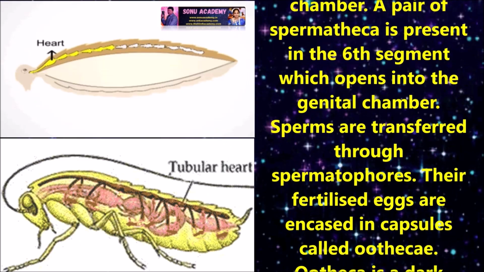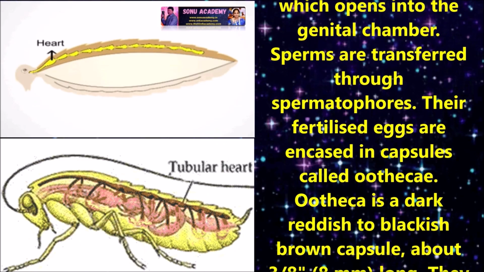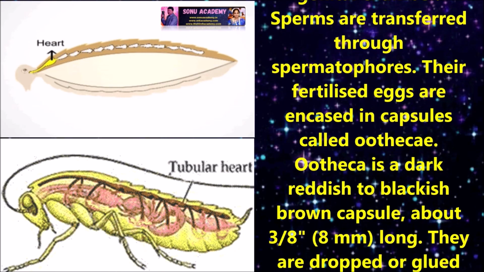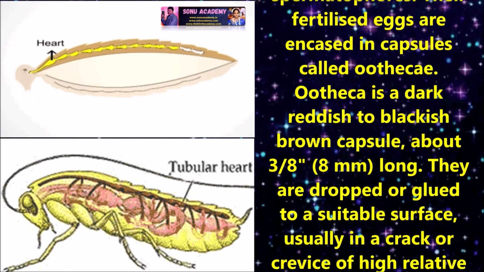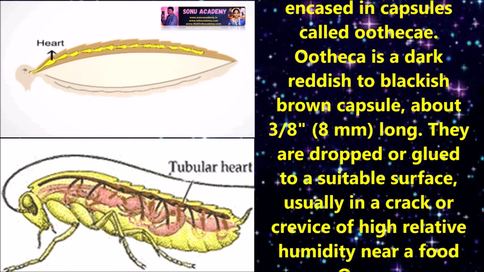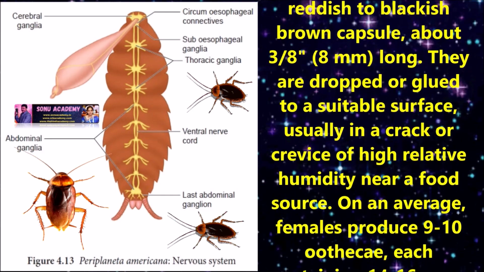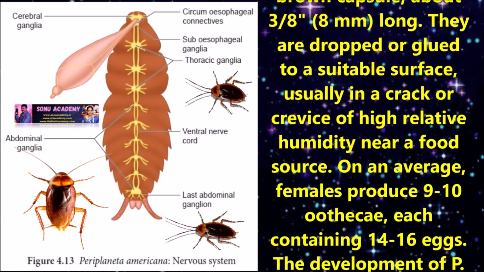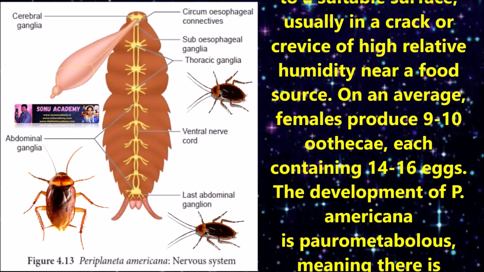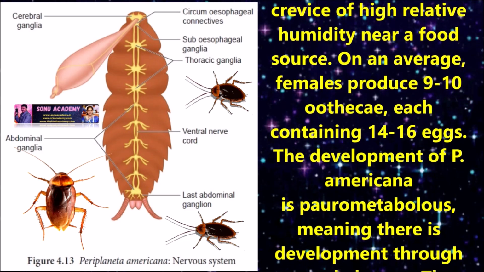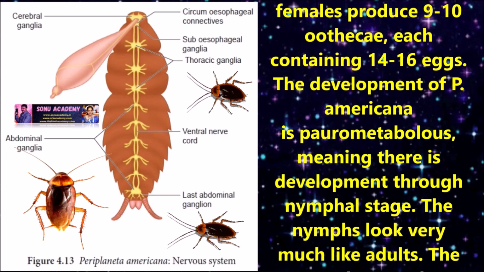Their fertilized eggs are encased in capsules called ootheca. Ootheca is a dark reddish to blackish brown capsule about 3-8 millimeters long. They are dropped or glued to a suitable surface, usually in a crack or crevice of high relative humidity near a food source. On an average, females produce 9 to 10 ootheca, each containing 14 to 16 eggs.